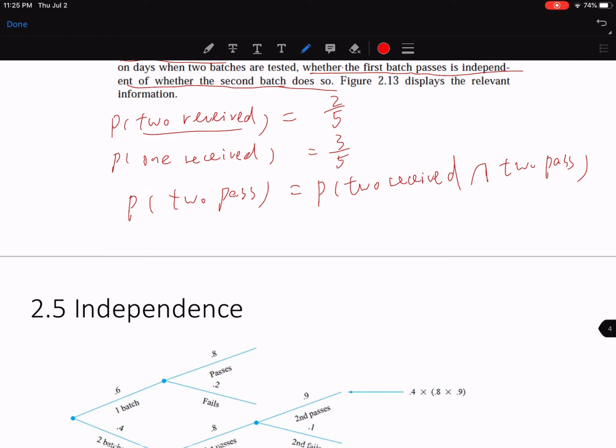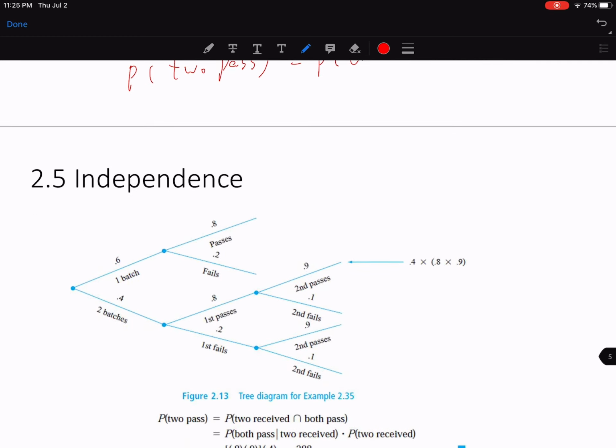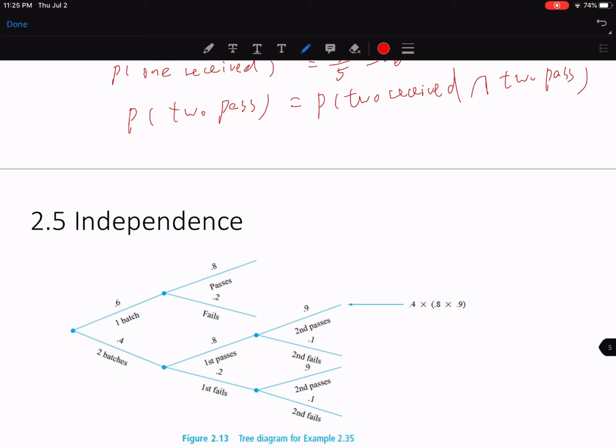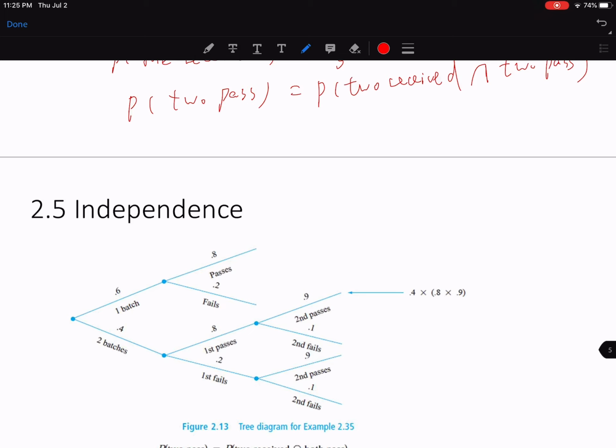Now, once we know what we're looking for, let's take a look at this graph over here. I think this graph will make everything clear. First of all, we got 2 different situations over here. Of course, if we simplify this to a decimal, it's going to be 0.4, and this is 0.6. Now we have the probability that 1 batch is received is 0.6, and the probability that 2 batches are received is 0.4. Okay, and that's what we want. And then we keep going.